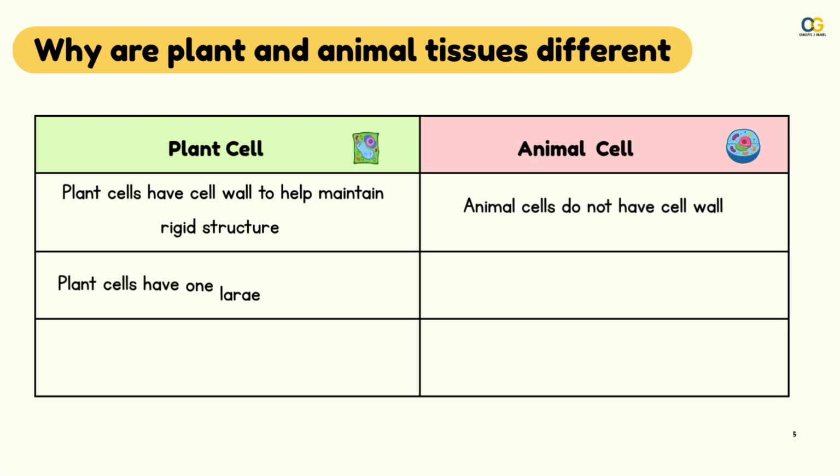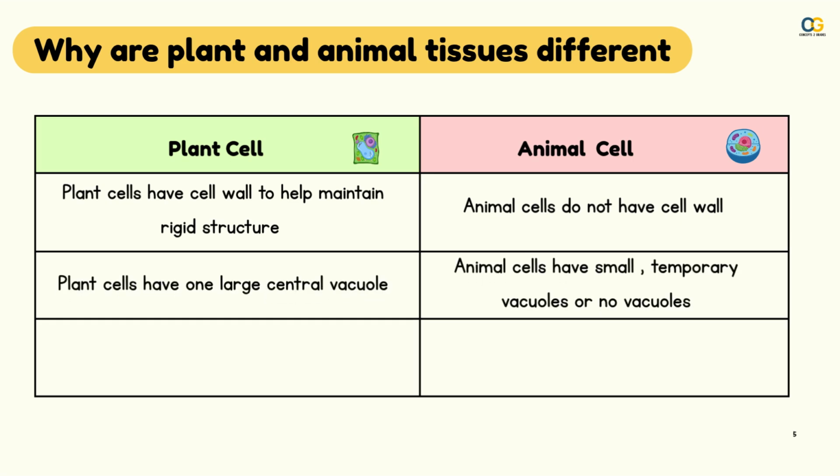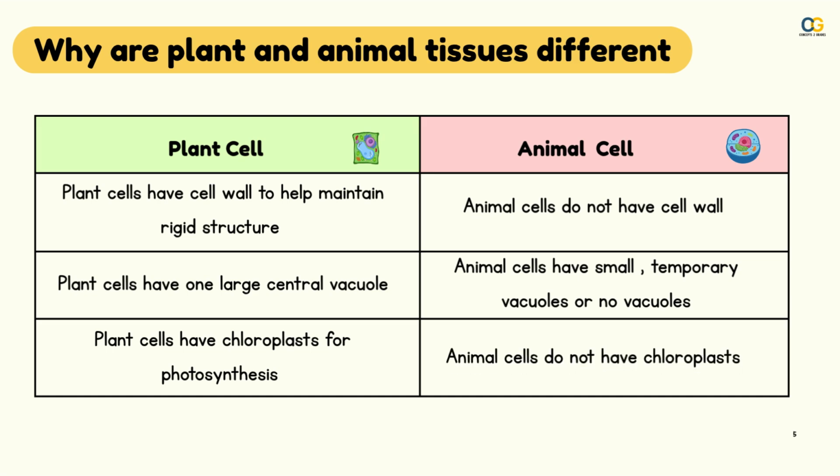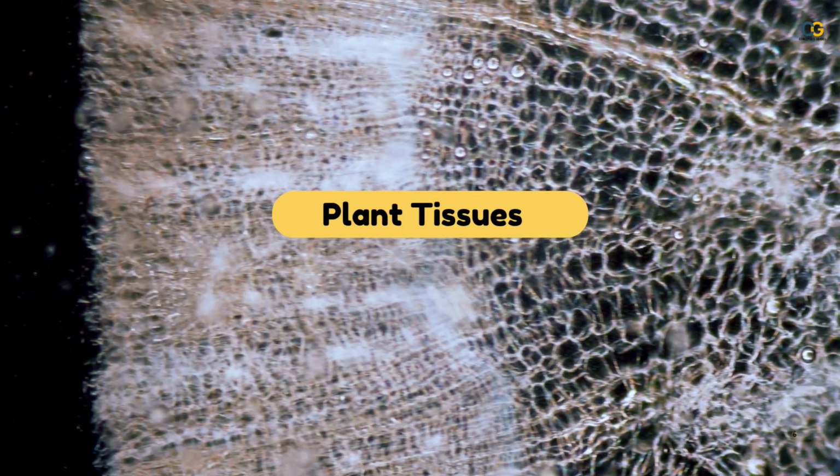Plant cells have one large central vacuole. Animal cells have a small temporary vacuole or no vacuoles at all. Plant cells have chloroplasts for photosynthesis since they are autotrophic, and animal cells do not have any chloroplasts as they are heterotrophic. Because of these major differences in the plant and animal cells, the tissues formed in the plant and animal are different. Let us deep dive into plant tissues.